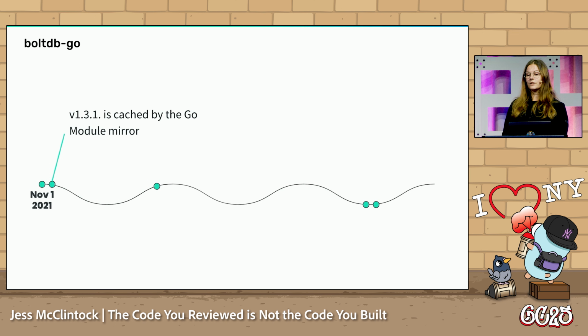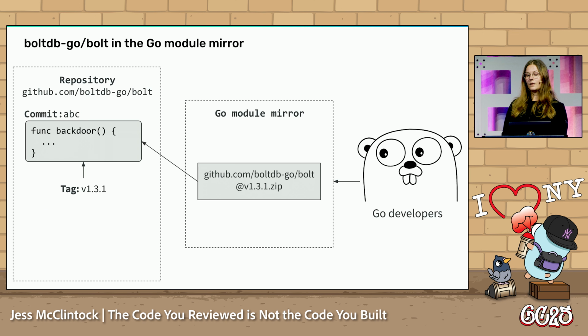This version then got pulled into the Go module mirror, which would have left the mirror in a state like this. Had any Go developer tried to use the Boltdb-go version 1.3.1, they would end up downloading the malicious backdoored code from the Go module mirror. Now, this is a pretty suspicious state, and had any Go developer gone directly to the source repo at version 1.3.1, there was a chance they might notice that something dodgy was going on.